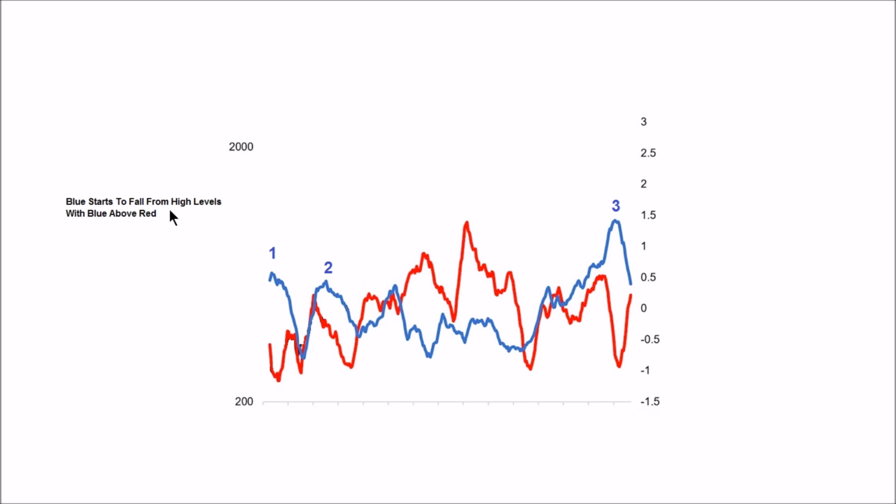In terms of this bullet point, we can see some similarities between this point here, and this point here. The other thing that jumps out to us from a pattern perspective, or something that's fairly unique, is there's a significant amount of white space between blue and red when blue starts to fall.